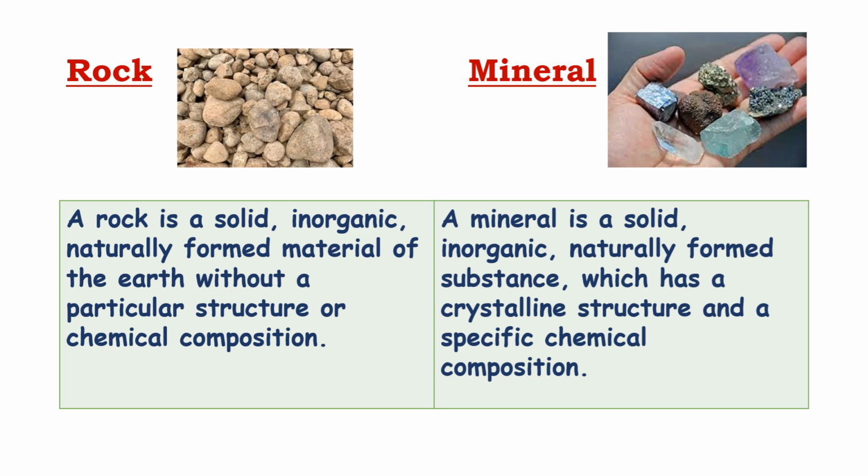After that, we discussed the difference between rock and minerals. A rock is a solid, inorganic, naturally formed material of the earth without a particular structure or chemical composition, whereas a mineral is a solid, inorganic, naturally formed substance which has a crystalline structure and a specific chemical composition. So this is the basic difference between rock and minerals.